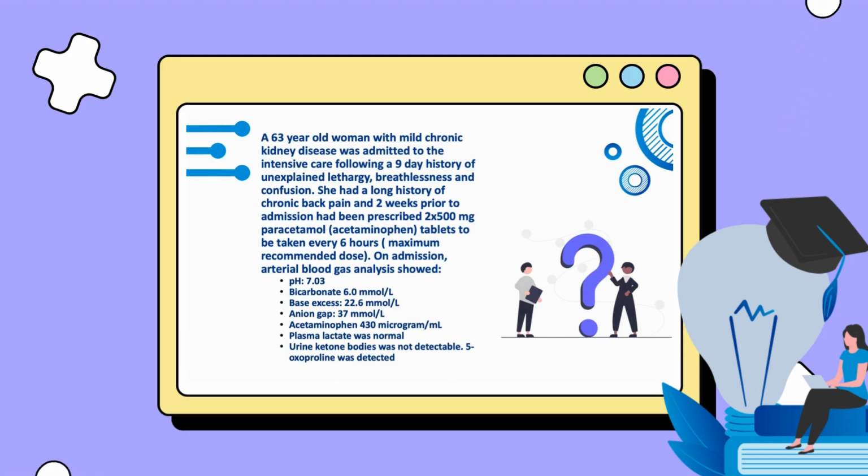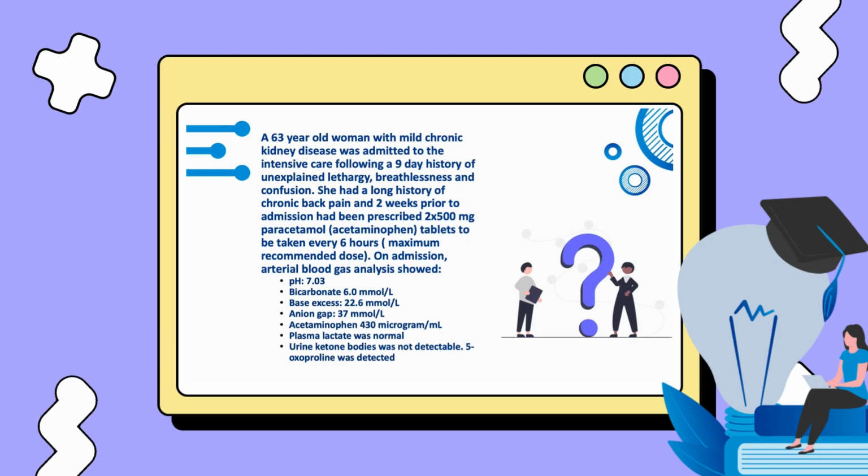First case, a 63-year-old woman with mild chronic kidney disease was admitted to the intensive care following a 9-day history of unexplained lethargy, breathlessness, and confusion. She had a long history of chronic back pain, and 2 weeks prior to the admission, she had been prescribed paracetamol, that is 2 into 500 milligram tablets to be taken every 6 hours. The maximum recommended dose was given to her.